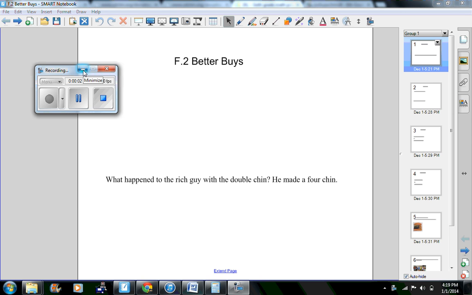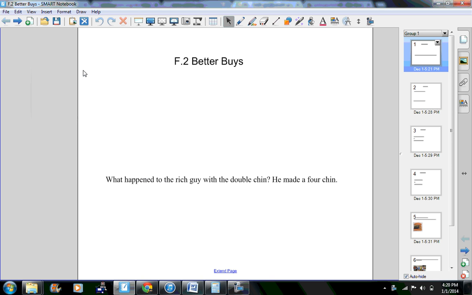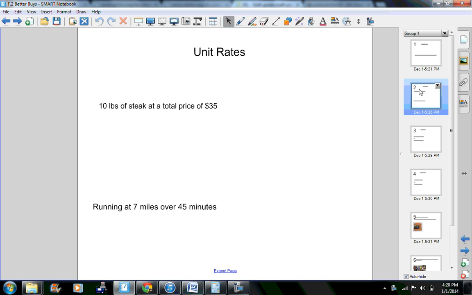So for the second section, Unit 5, we're going to be working on one of my favorite topics, because better buys is an idea that you use all the time outside of school. And I really like doing these real-world topics. So in order to understand better buys, we have to understand the concept of this thing called unit rates.